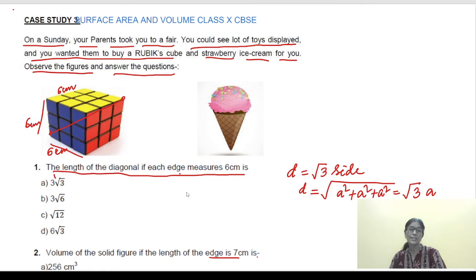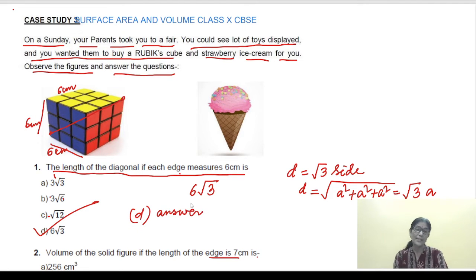So side is 6 centimeters. So you will write 6 times root 3. So you have to find which one is the answer. 3 root 3, 3 root 6, square root 12, and D is 6 root 3. So D is the answer here. Whenever you write the answer, you will write D as well as 6 root 3. Both the parts you have to mention in your copy.